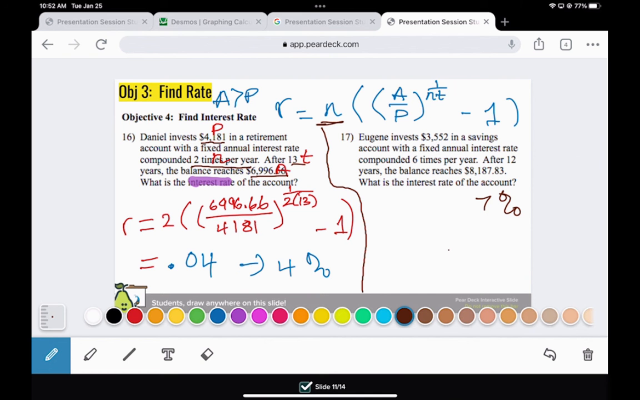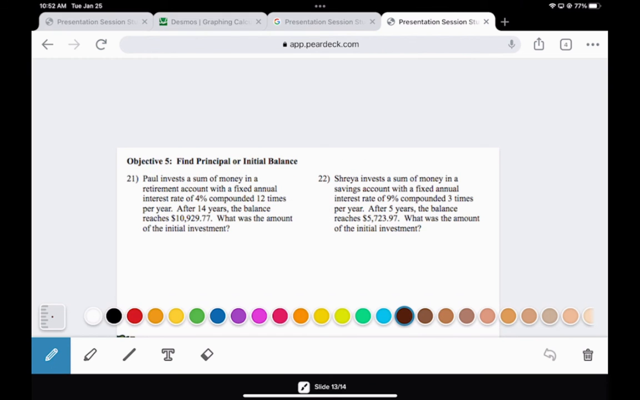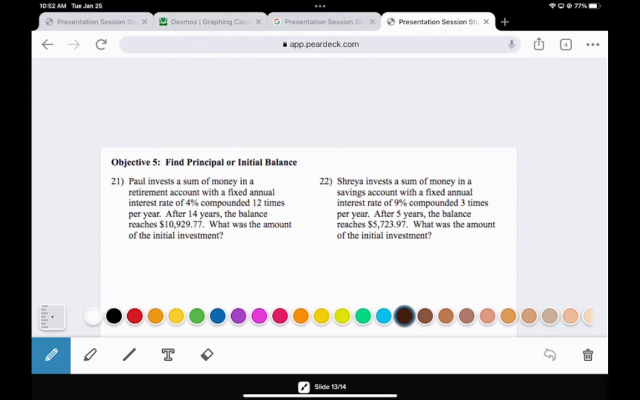This last objective is the same idea. We move here to find the principal, or the initial balance. This is when you have to find P. So it's going to be A over 1 plus R over N, to the power of negative N times T. This one was asking for the initial investment, so you solve for P. Here you have A, which is the money, then N as how many times you compound per year, T is 14 years, and the rate is 4%, which is 0.04.